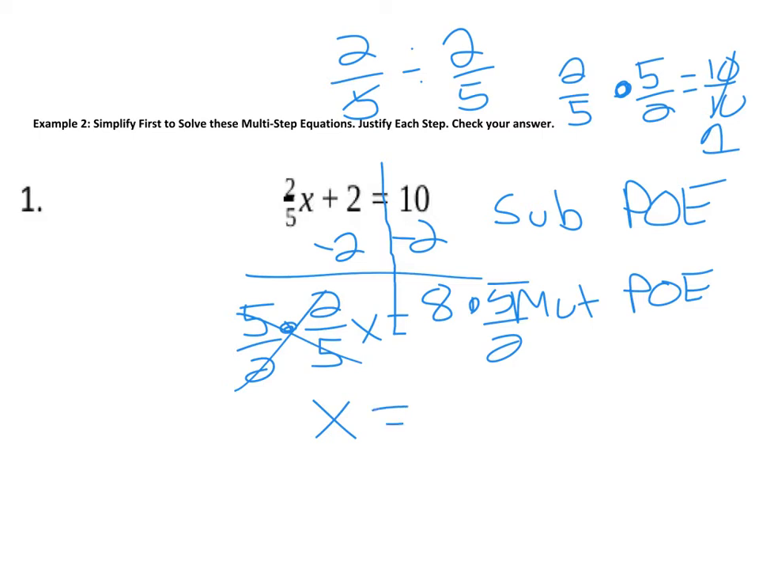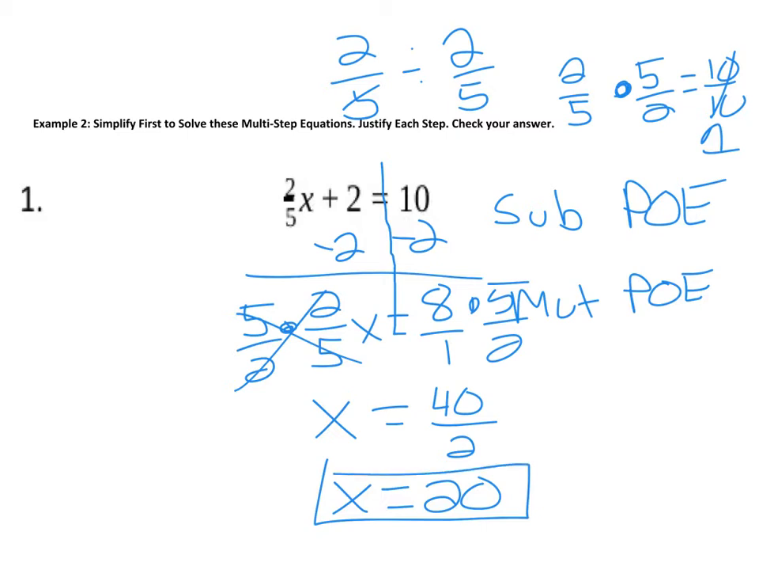And then we really just have to figure out what 8 times 5/2 is. So multiply your numerators, that's 40. So x equals 40/2, which simplifies to x equals 20. Now again, do not forget to check these. Plug them back in: does 2/5 of 20 plus 2 equal 10? It does. Alright, let's look at another one.